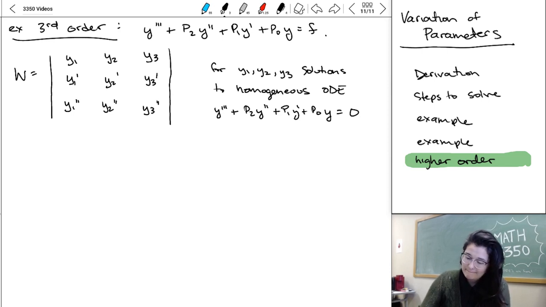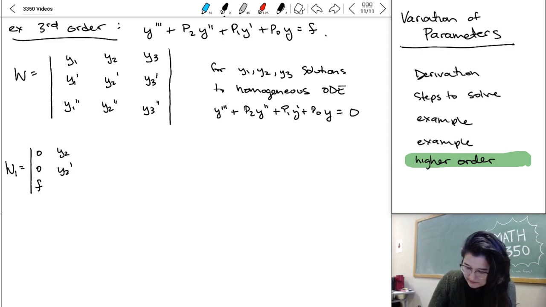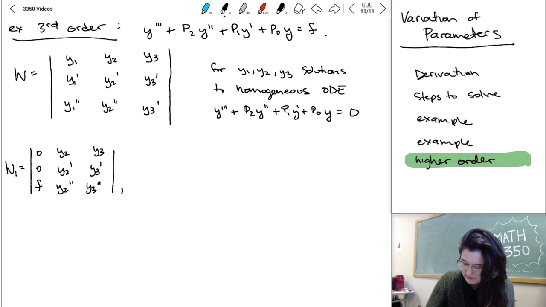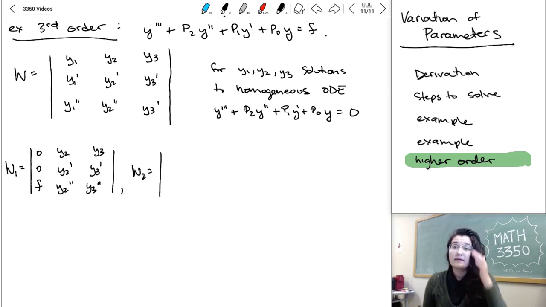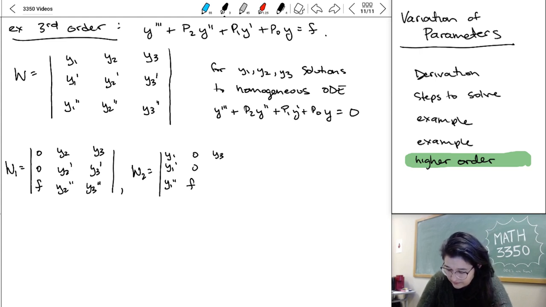And then building my W1, what I would do is I would replace my first column with 0, 0, f, but then copy W otherwise. Then to build my W2, I would start copying W, but then I would replace the second column with that 0, 0, f, and then I would go back to following what W was. And same pattern for W3.